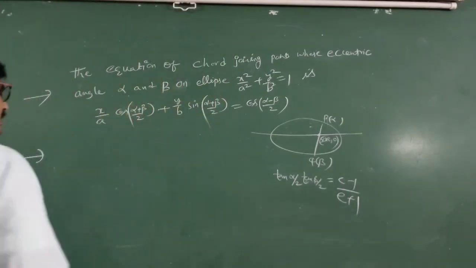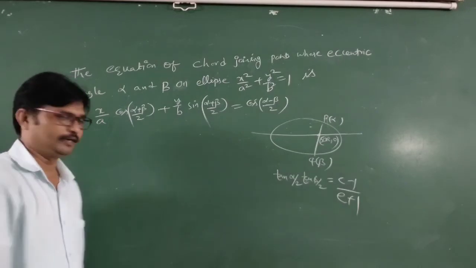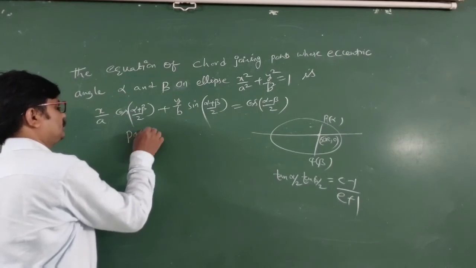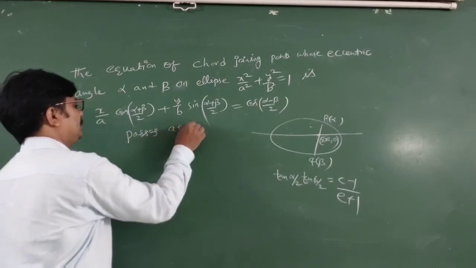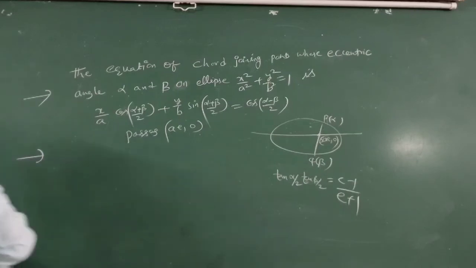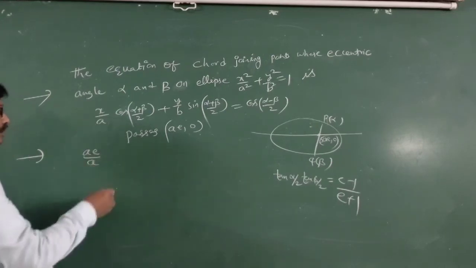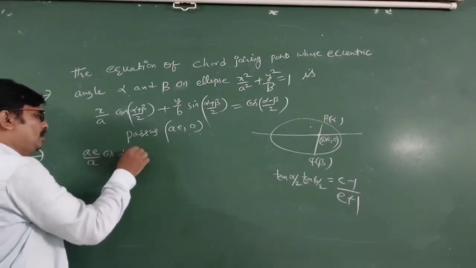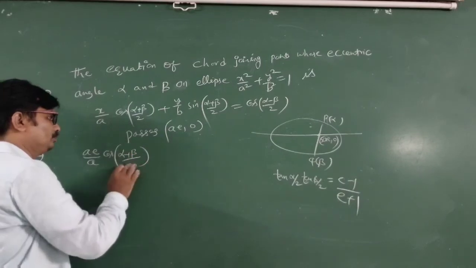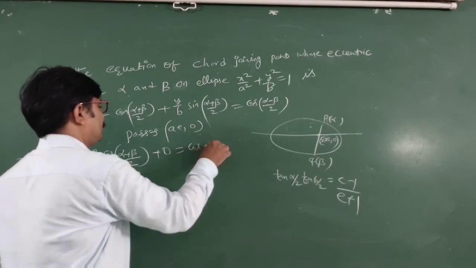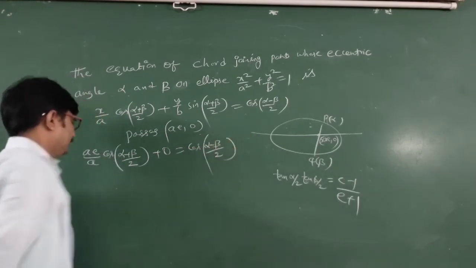Okay. Now students, that is tan alpha by 2 into tan beta by 2. Now students, if it is passing through the focus, suppose it passes through (ae, 0). Now put x equal to ae by a, that is cos of (alpha plus beta) by 2, and y equal to 0, that is equal to cos of (alpha minus beta) by 2.